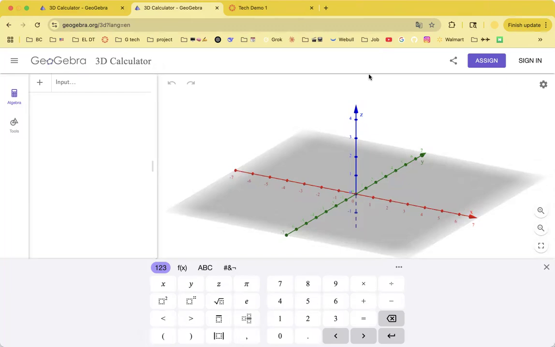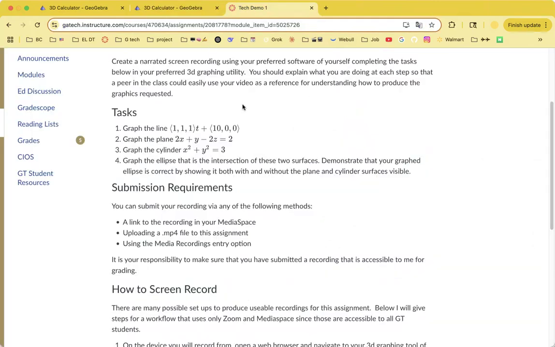Tech Demo 1. I will walk you through all of the steps for graphing a line, a plane, a cylinder, and the ellipse that is their intersection. Let's get started.